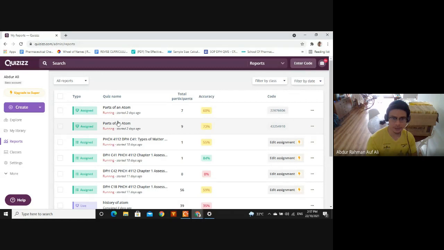Alright, so dah saya tengok kat sini parts of an atom pun ramai lagi belum buat. Cohort 18 baru buat 9 orang, cohort 42 baru buat 7 orang. So granted saya baru bagi 2 hari lepas, but hopefully next week boleh siap lah so that kita boleh discuss. Alright, everyone clear?